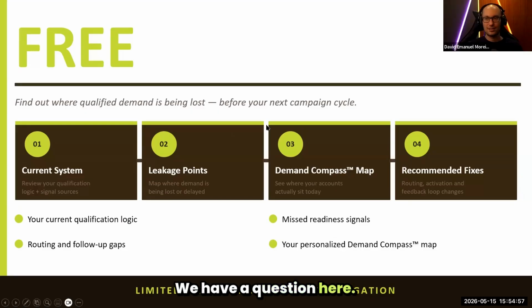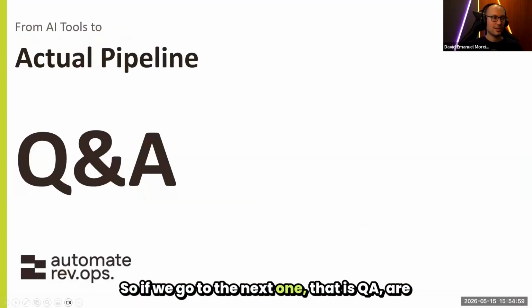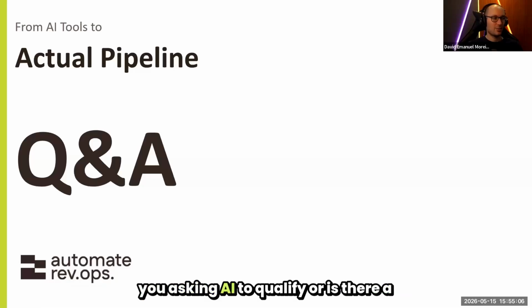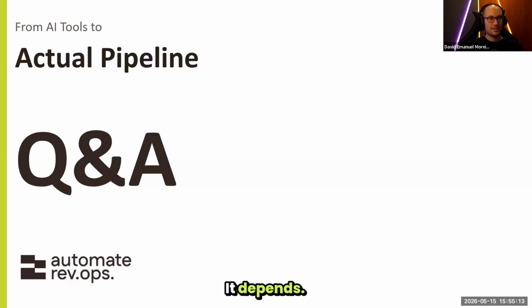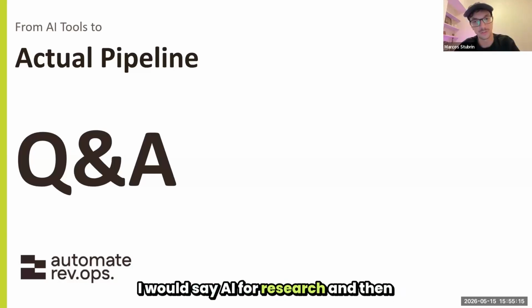I have a question here. So if we go to the next one, that is QA. Are you asking AI to qualify, or is there a qualification criteria you develop with your customer? It depends. I would say AI for research, and then qualification runs on an automation.